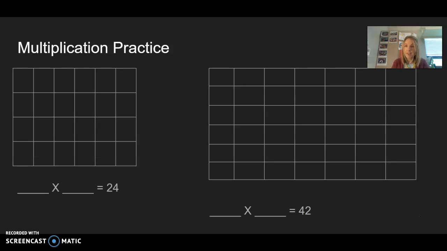Okay, let's see if you guys can do these on your own. I have given you the area, but I need you to figure out what goes in my blanks. How many rows, how many columns?